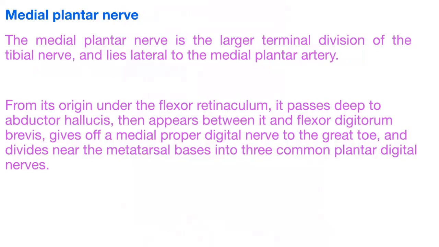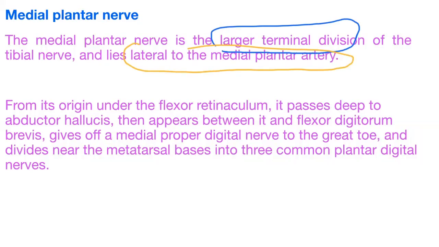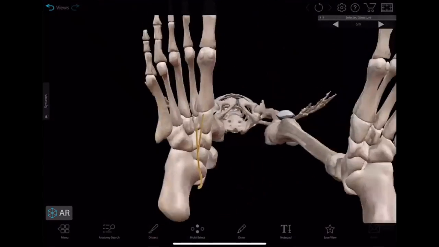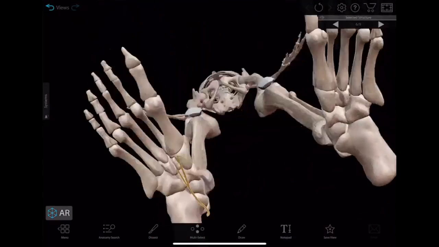The medial plantar nerve is the large terminal division of the tibial nerve and lies lateral to the medial plantar artery. From its origin under the flexor retinaculum, it passes deep to the abductor hallucis and appears between it and flexor digitorum brevis, right. We'll stop right there. So this is the medial plantar, right.